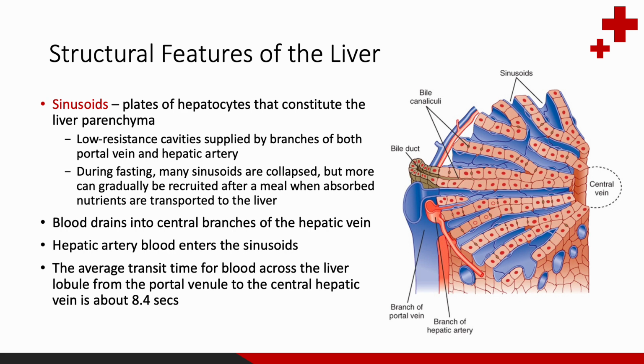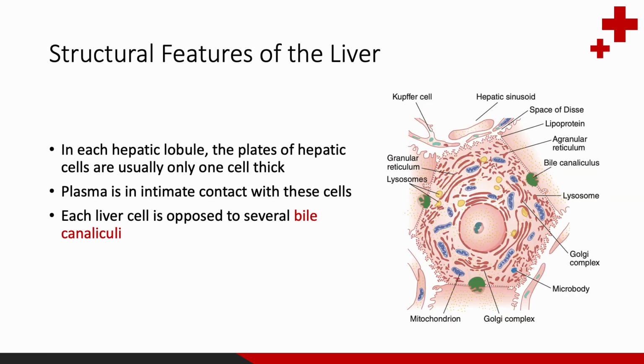Blood drains into central branches of the hepatic vein. Hepatic artery blood also enters the sinusoids. Bile is formed on the other side of the plate. The average transit time for blood across the liver lobule from the portal venule to the central hepatic vein is about 8.4 seconds. In each hepatic lobule, the plates of hepatic cells are usually only one cell thick.